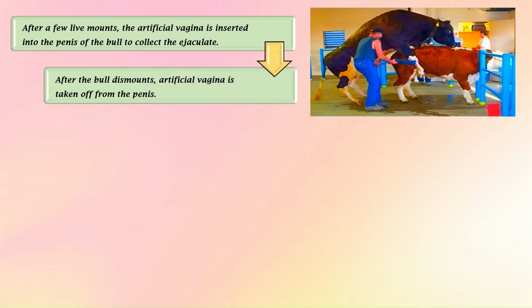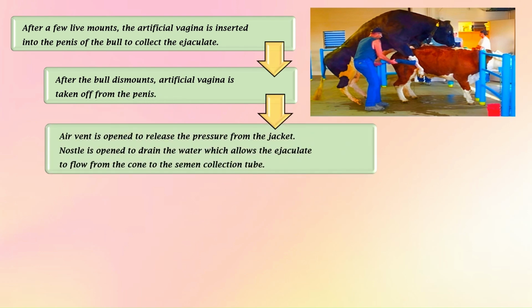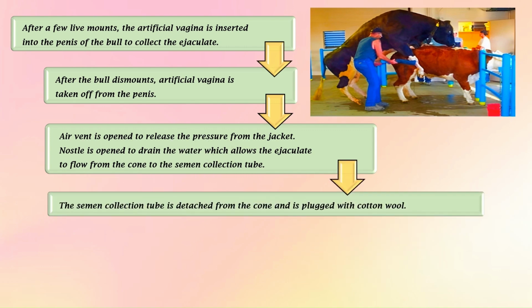After the bull dismounts, artificial vagina is taken off from the penis. Air vent is opened to release the pressure from the jacket, and nozzle is opened to drain the water, which allows the ejaculate to flow from the cone to the semen collection tube. The semen collection tube is detached from the cone and is plugged with cotton wool.